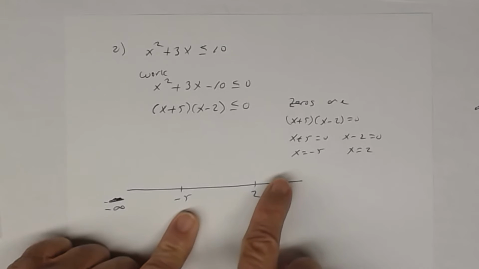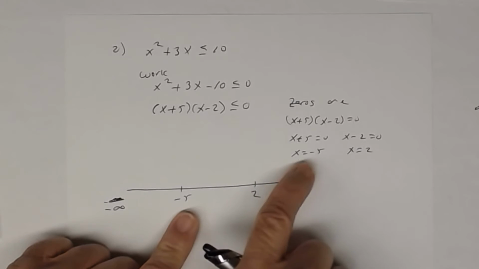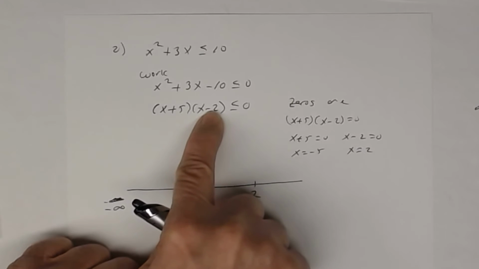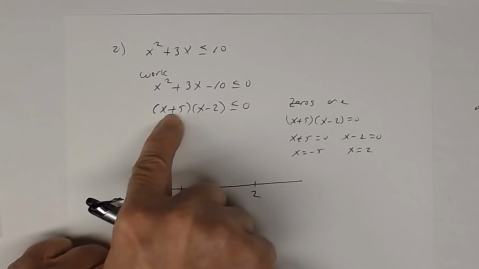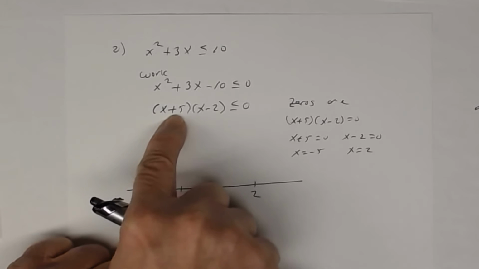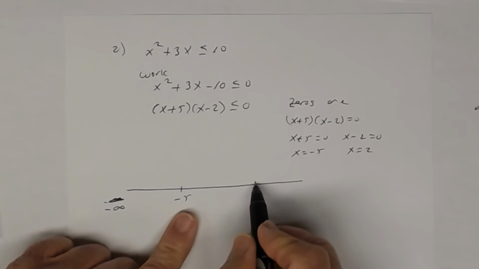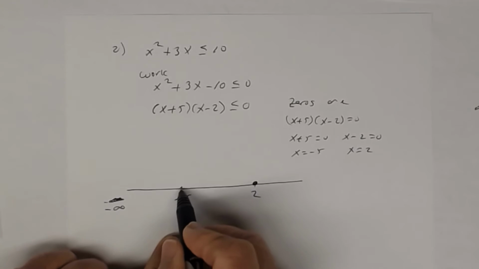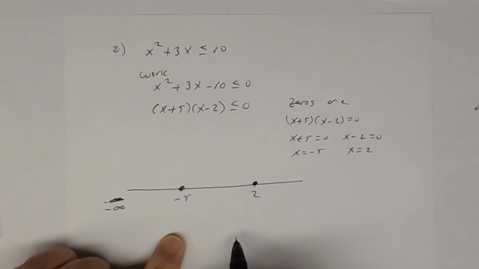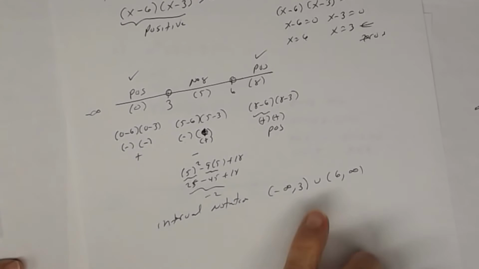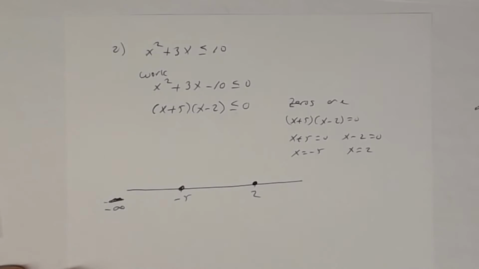going to be solutions. So notice there's an equal sign. So if you substitute 2, for example, 2 minus 2 is 0, 0 times, and then 2 plus 5 is 7. 0 times 7 is 0, and 0 is less than or equal to 0. It's equal to. So those are both going to be solutions. So you're going to put a closed circle there because of the equal sign. So when you do the interval, you're going to put a bracket instead of parentheses like we did here.